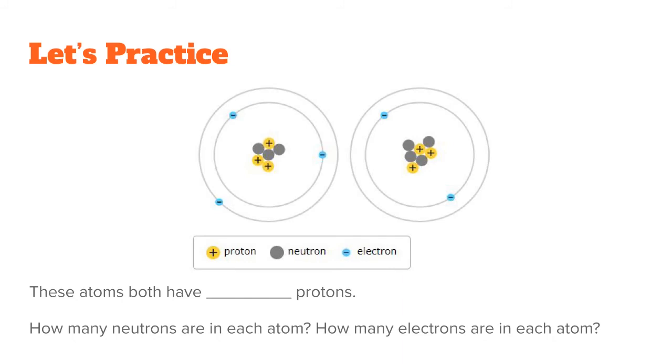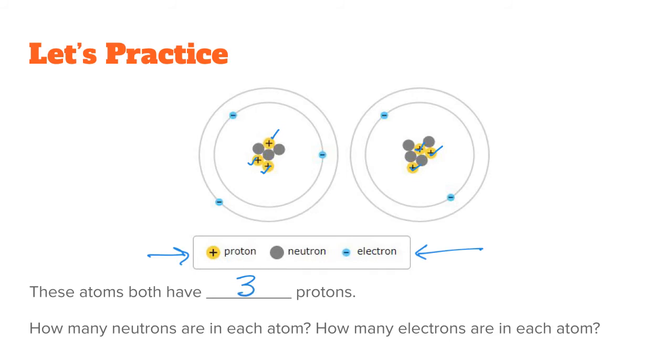Okay, so now that we've learned about the parts, let's practice identifying them in this model. So these atoms both have blank protons. Let's look at the key that we have, and let's identify what the protons are. The protons, remember, they're positive. So we're going to count up how many of the positives we see. We have 1, 2, 3. This one has 1, 2, 3, right? So there are 3 protons in each of these.